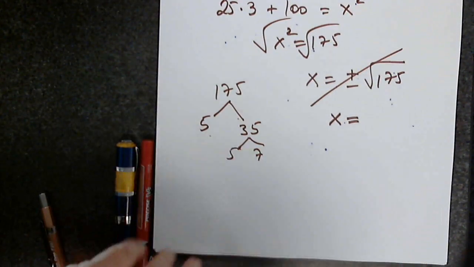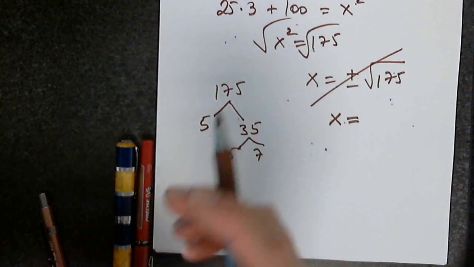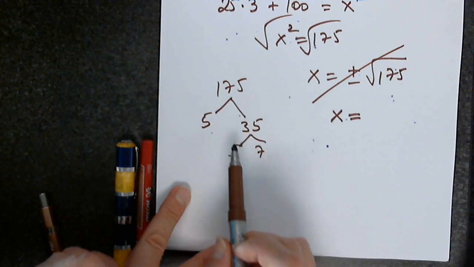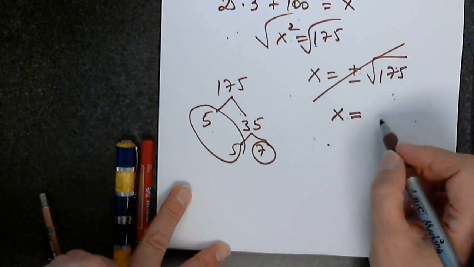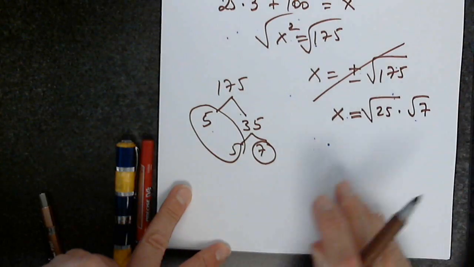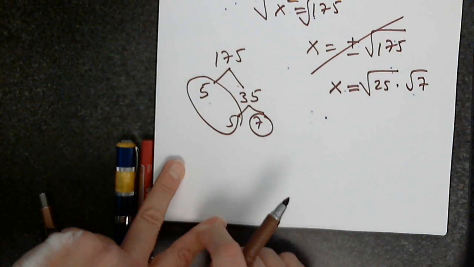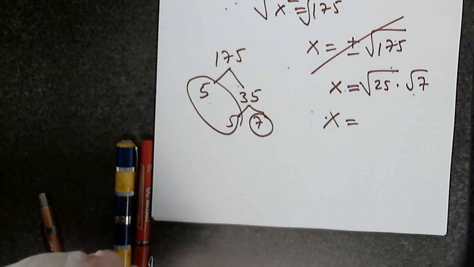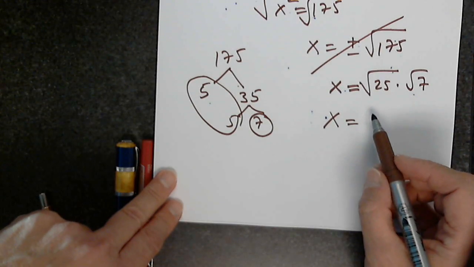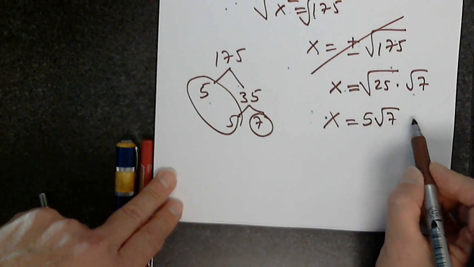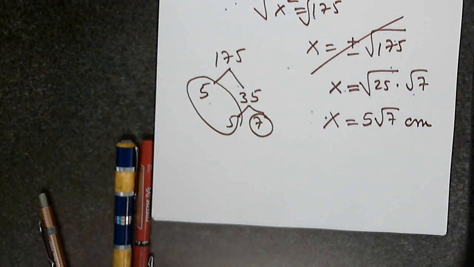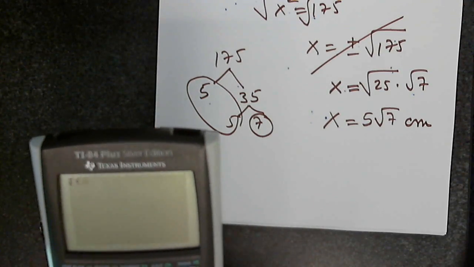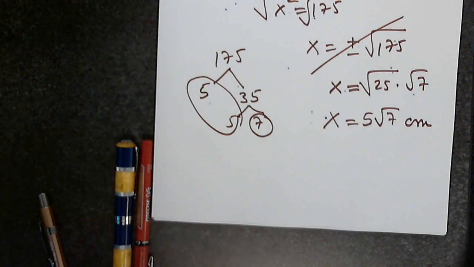Okay, perfect. So then what is the simplified form? Of course, just the plus because it's a distance. So 175 is 25 times 7. So this is the square root of 25 times the square root of 7. That's why I presented the prime factorization of 175. So then the simplified form will be 5 square root of 7 centimeters. Of course, if you want to approximate this, you can. You can put it in the graphing calculator, and the square root of 175 is approximately 13.23.